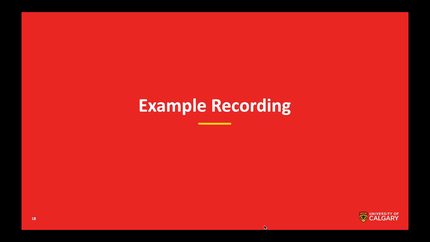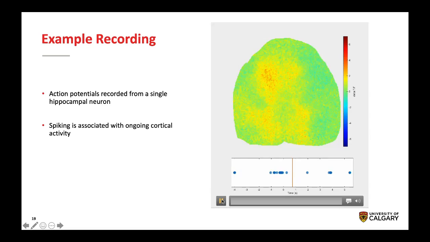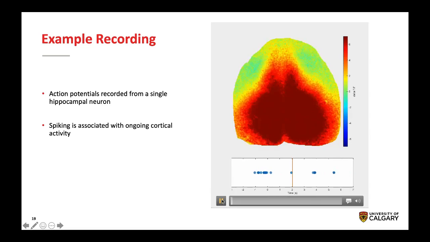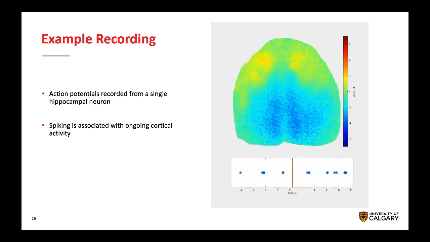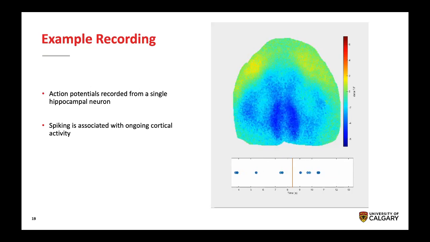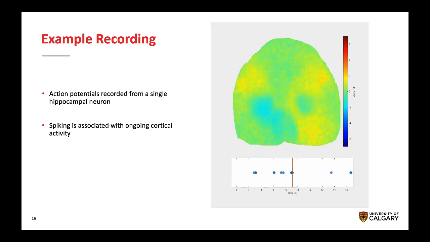Let's take a look at an example recording of a single hippocampal neuron recorded alongside cortical resting state activity. At the bottom you can see action potentials recorded from a single hippocampal neuron. As you can see, the spiking activity is associated with ongoing cortical activity.